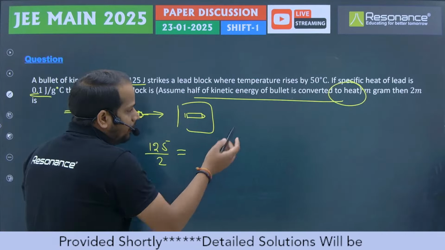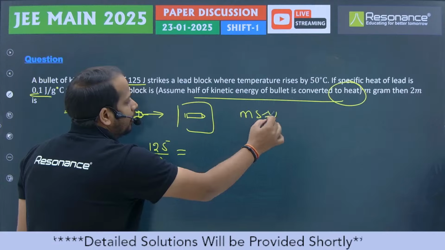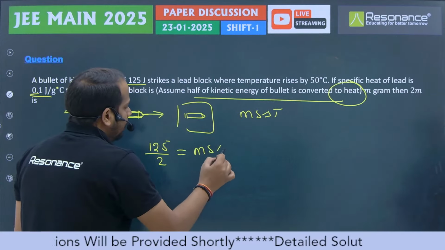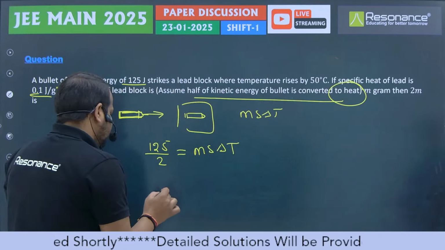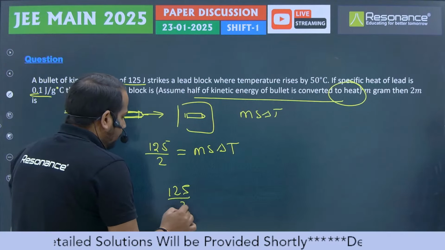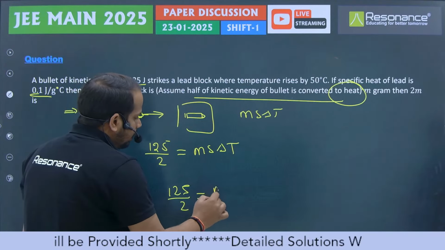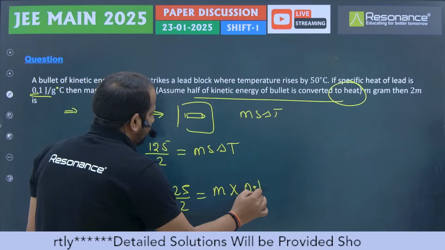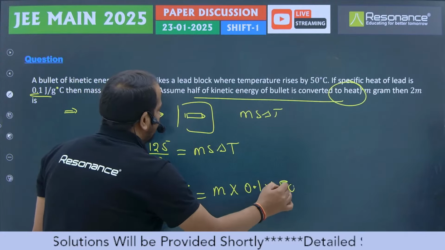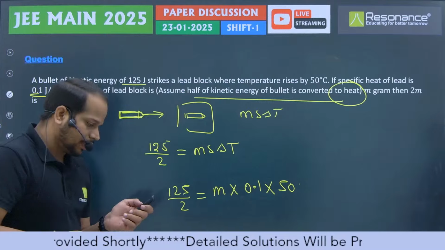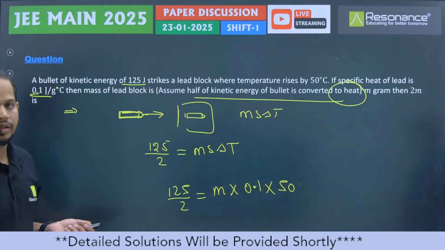So for increasing the temperature we use m s delta T. So 125 by 2 equals m, and s is given as 0.1, into delta T which is 50. So from here we can solve it.